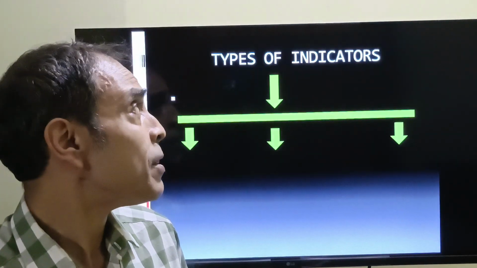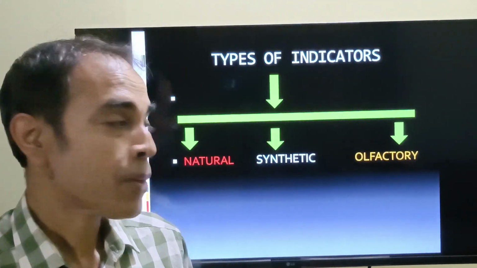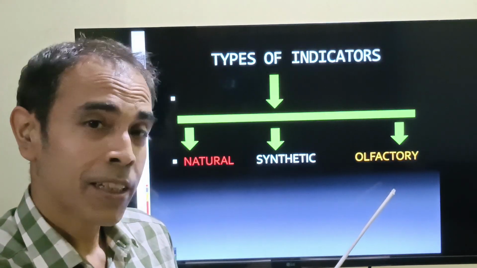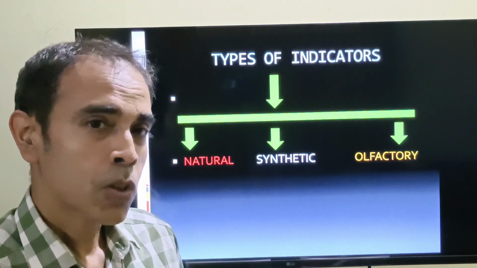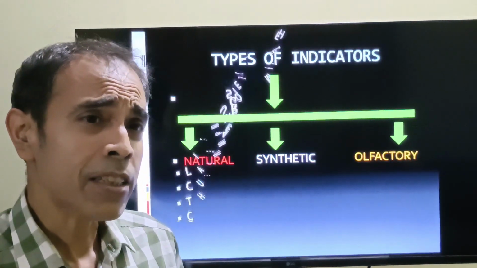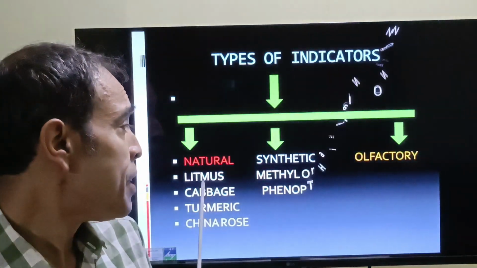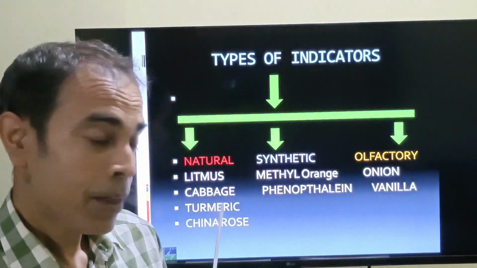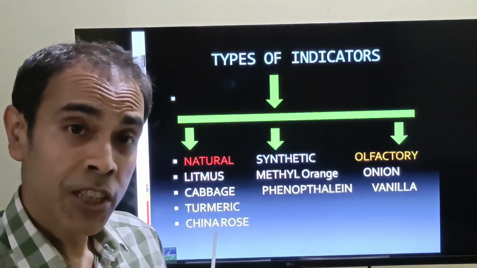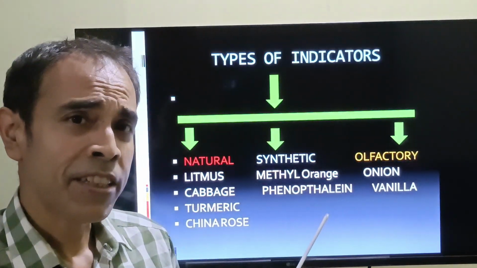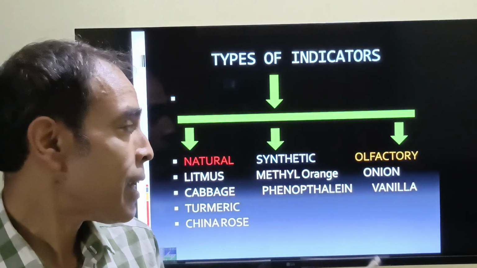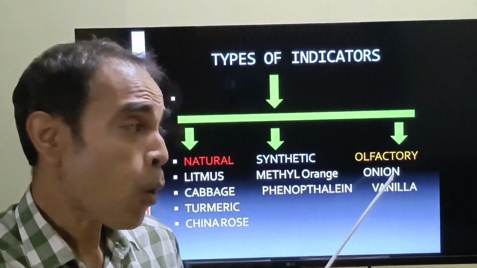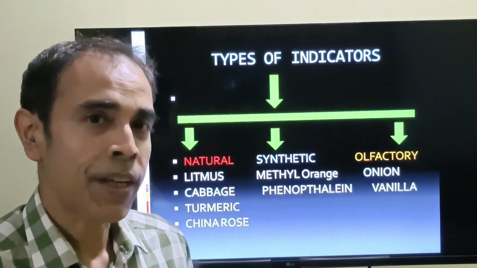So what are the types of indicators? There are three types of indicators. One is the natural indicator, second is the synthetic indicator, and third is the olfactory indicator. Natural indicators are found in nature. For example, litmus is a natural indicator. We'll go deep into this one. We also have cabbage, turmeric, and China rose. The next is synthetic. Synthetic indicators are those synthesized in a laboratory, like methyl orange and phenolphthalein. And the third is the olfactory indicator, like onion and vanilla.